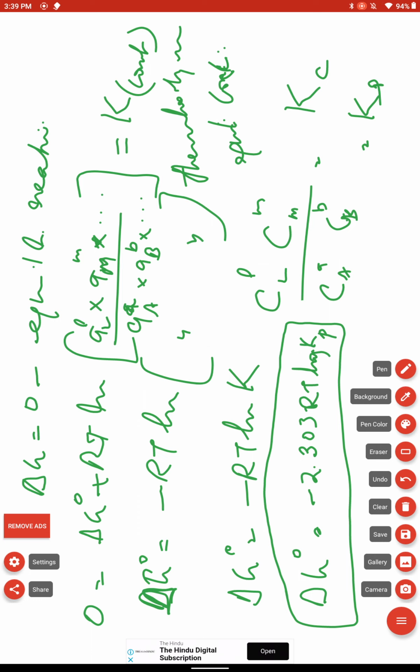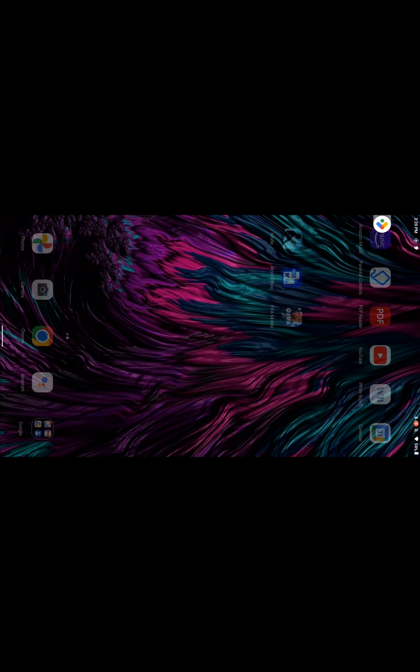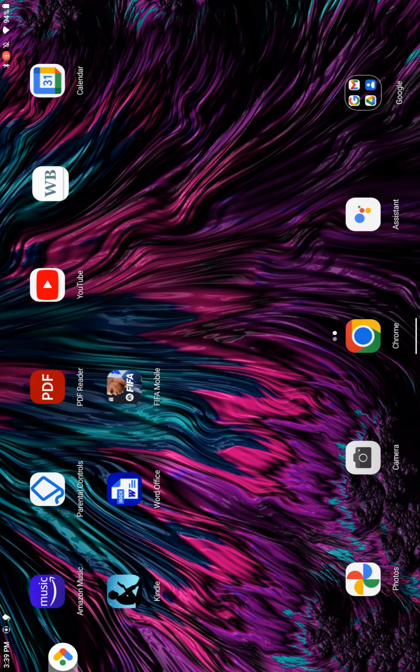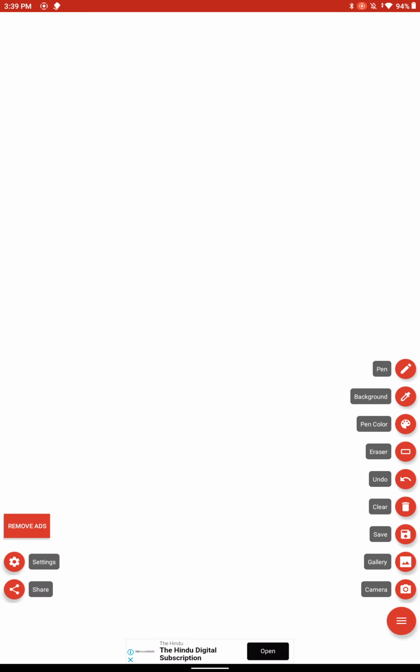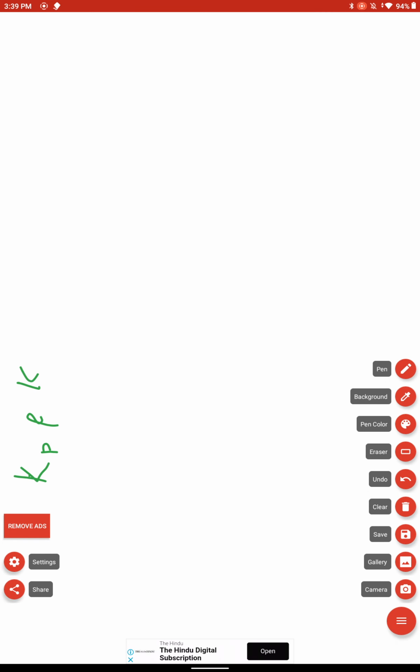Now, how we can relate the equilibrium constants, the relation between the various equilibrium constants. Let us look at this. We have studied Kp and Kc, in terms of partial pressure and in terms of concentration. How can we relate Kp and Kc?